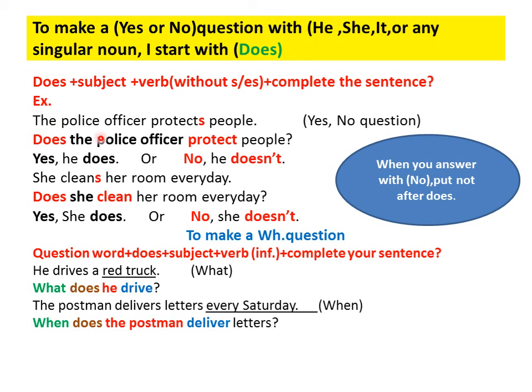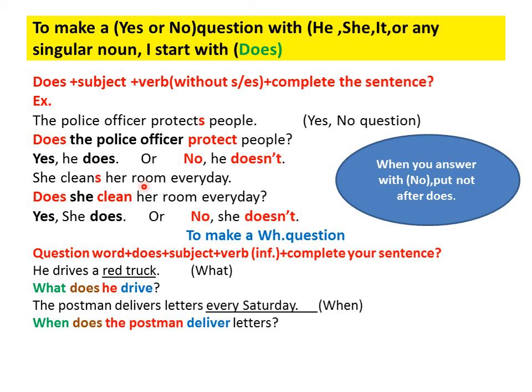Example, the police officer protects people. Make a yes or no question. So start with what? Does. And then the subject, the police officer. Does the police officer protect? Yes, delete s. Protect people? Yes, he does. Or no, he doesn't. So when you answer with no, you put not after does. No, he doesn't.